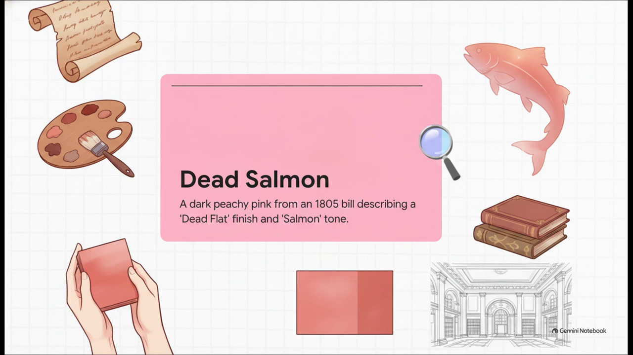It actually traces back to this super mundane 1805 painting bill for a library at a grand estate called Kedleston. The word dead simply meant a dead flat matte paint finish, and salmon was just the warm, peachy red tone of the color. Today, that totally mundane 19th century administrative record has birthed a truly iconic modern paint name. It just goes to show you, context is everything.